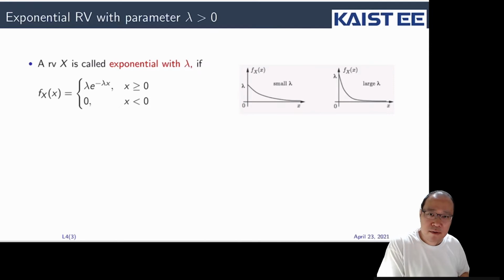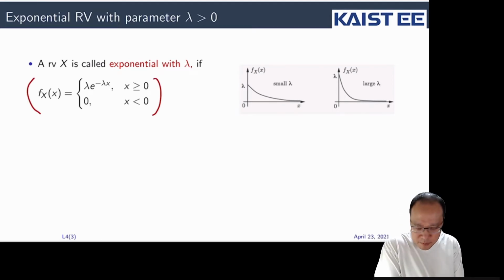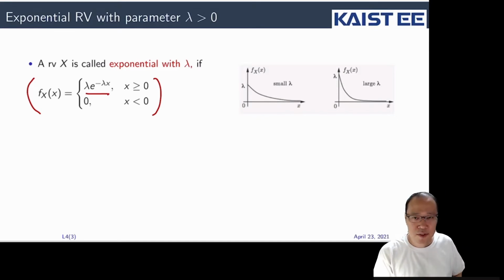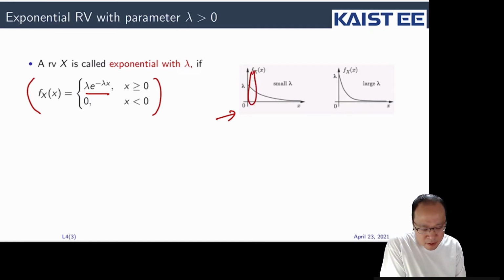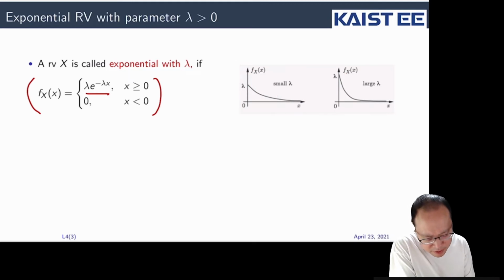A random variable is called exponential with lambda if its PDF has this form: lambda e to the minus lambda x. It looks magical at first glance, but when x is very small, we have a higher probability, and it decays exponentially. As you can expect, for a large lambda, we have a more aggressive decaying pattern than for a small lambda.